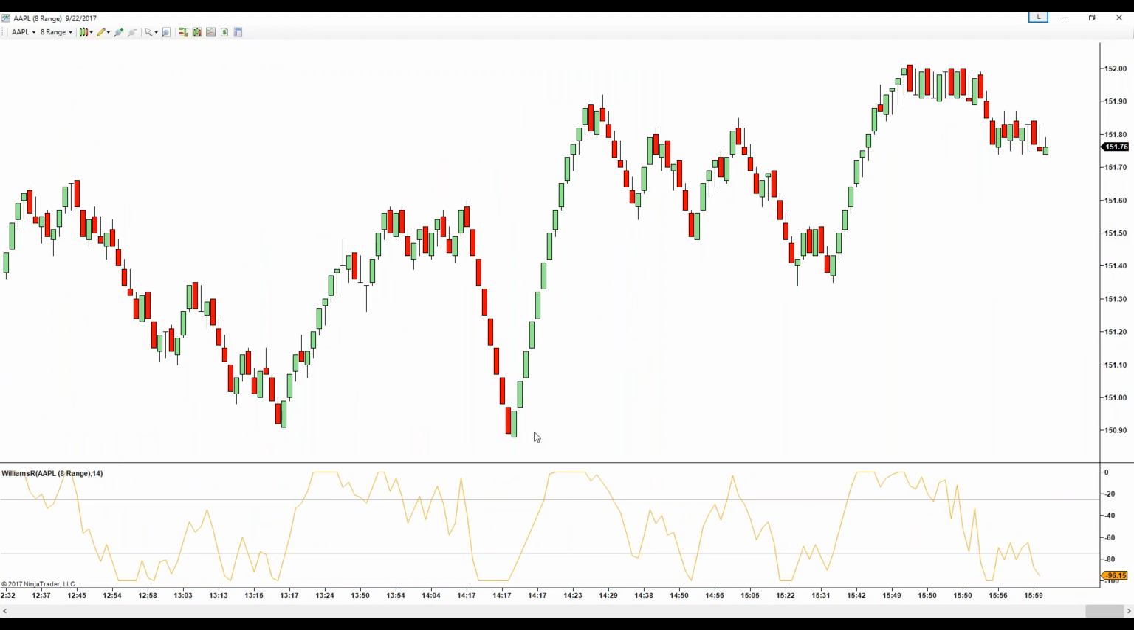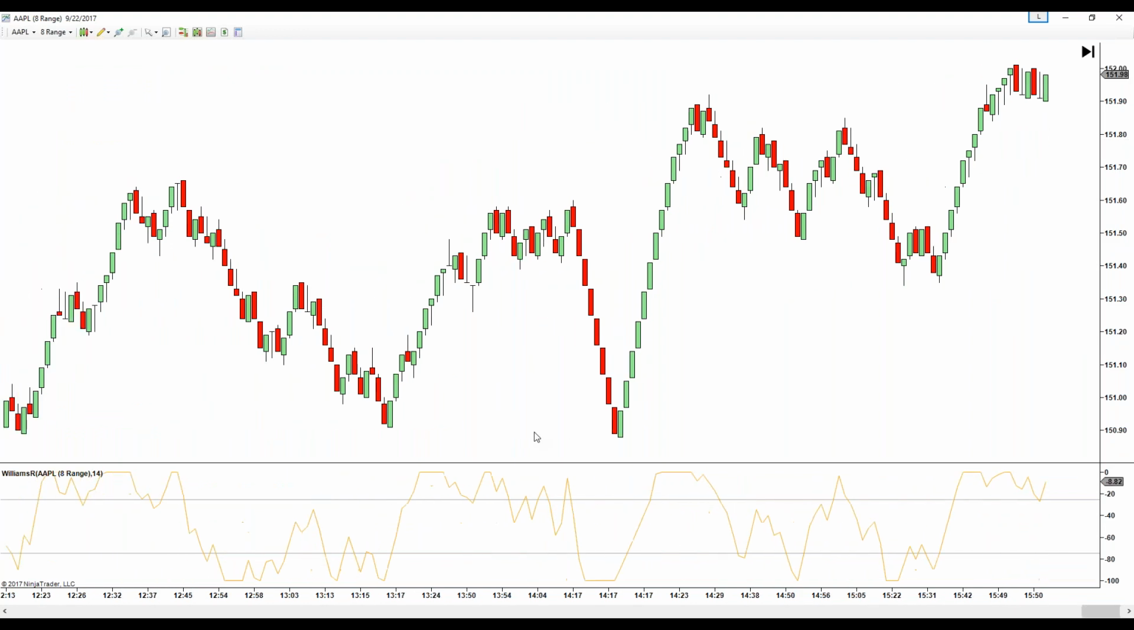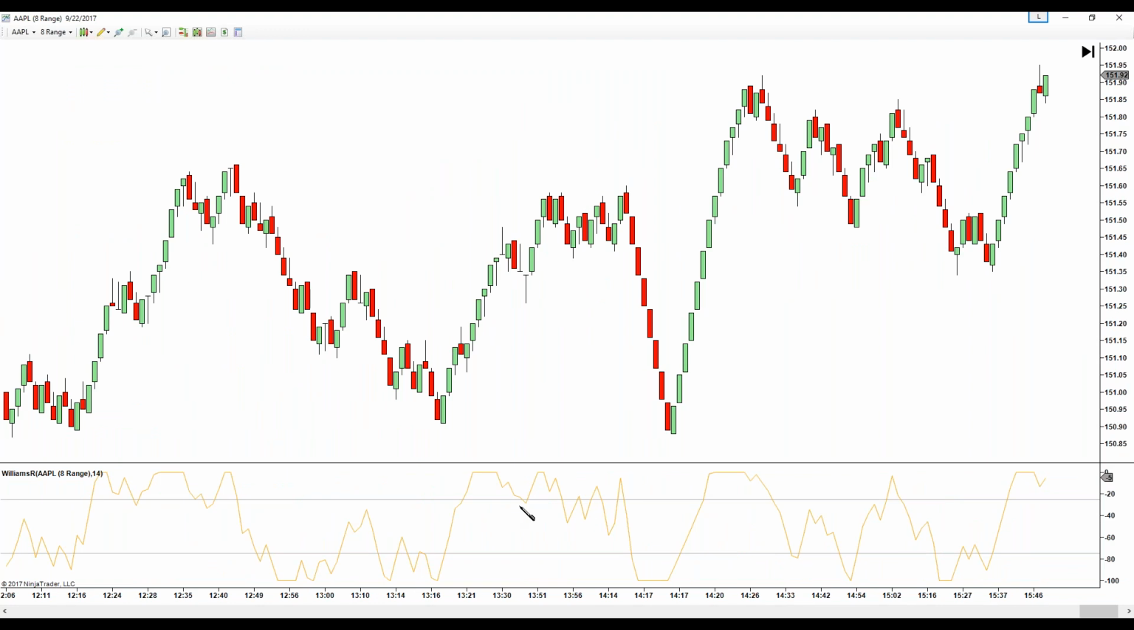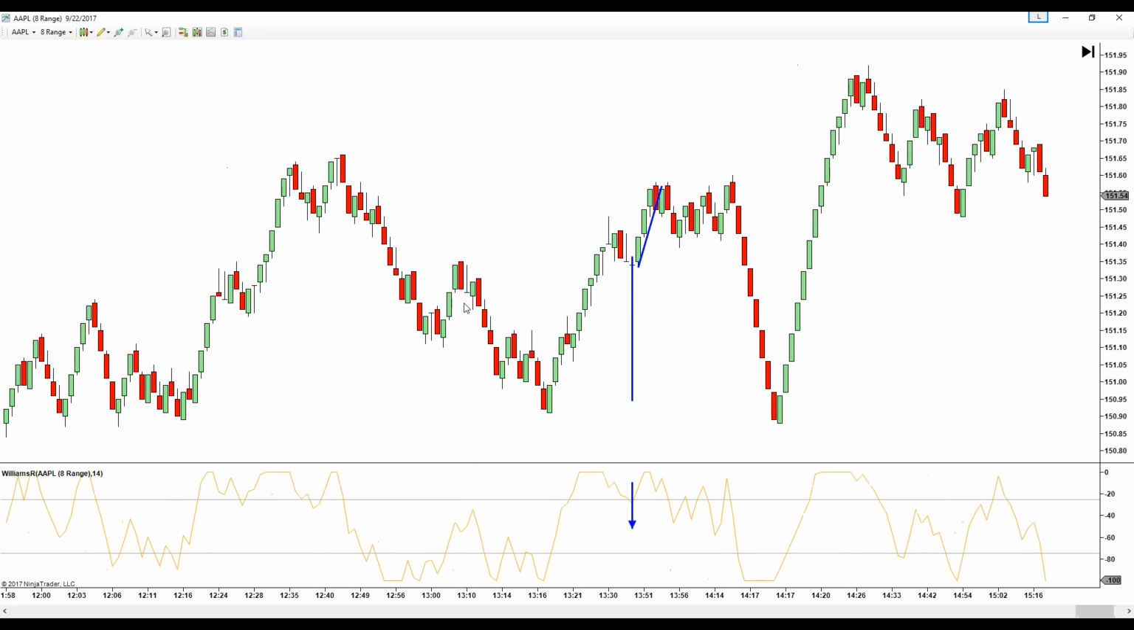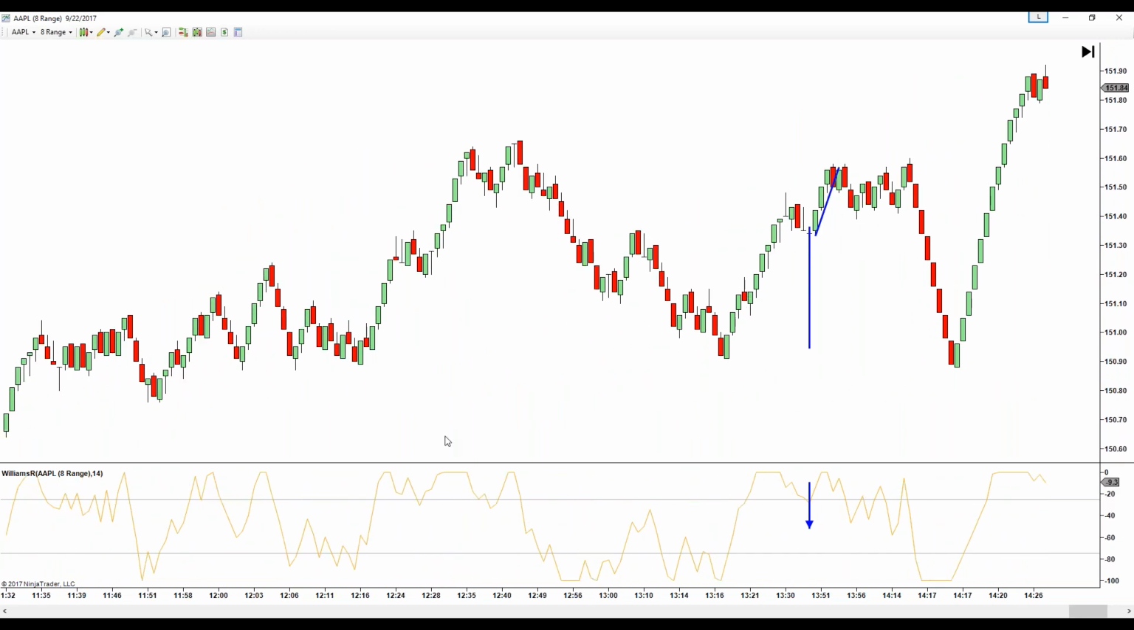Here is Williams R. You have the same problem. You get a crossover right here, signaling a short trade. The price just goes right up. And you're going to get winners. The problem is pulling in all the losers. There's a short signal on a crossover. It's an overbought crossover back to the downside. Price flattens out, just like on the chart we saw before, and goes straight up.